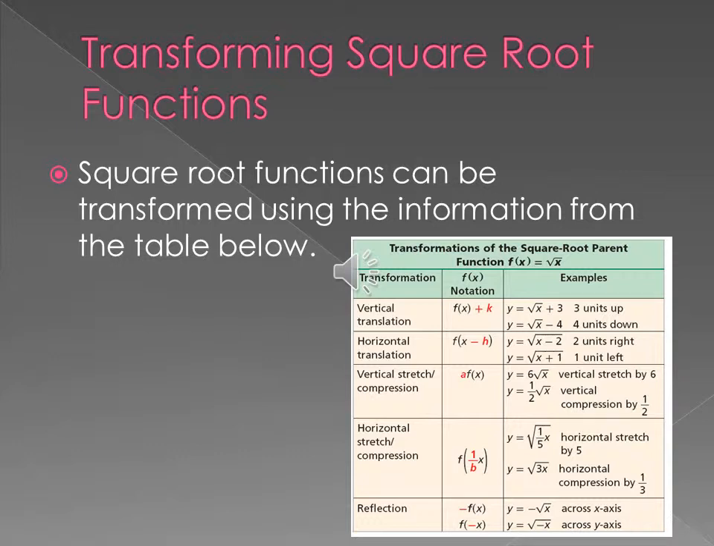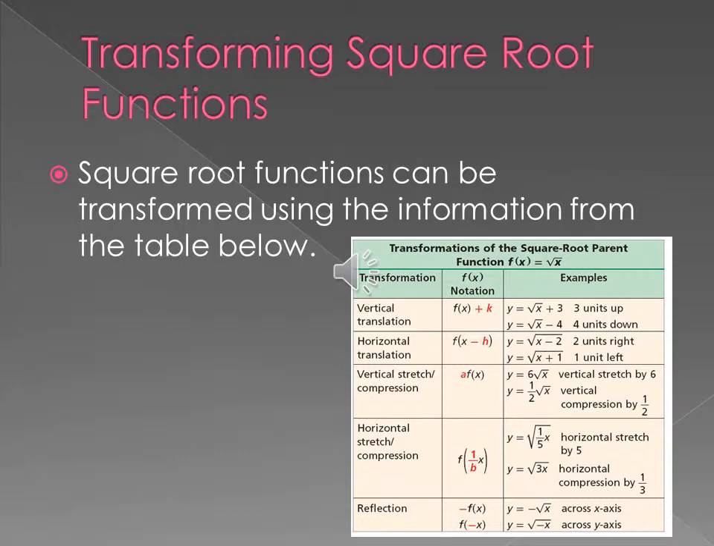The horizontal stretch or compression is inside the radical. If it's inside, you have a horizontal stretch of 5 for 1/5. If you have a horizontal compression of 3, you get a compression of 1/3. Notice that for the vertical stretch, you use the number that's in the equation. For the horizontal stretch, you use the reciprocal of the number inside the expression. Remember, the reciprocal is turning the fraction upside down, swapping the numerator and denominator.